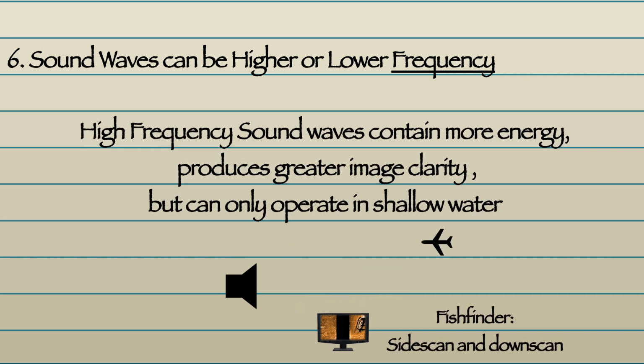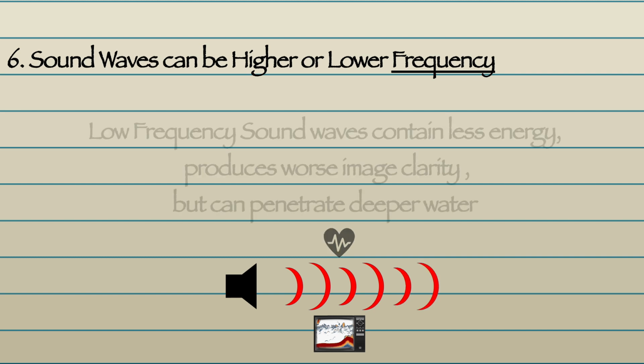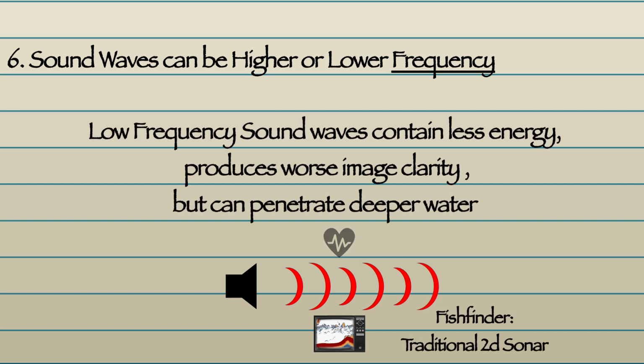An example of a higher frequency sound wave might be the sound of a jet plane passing overhead. From a fish finder standpoint, high frequency sound waves generally correspond to side scan and downscan technologies. Low frequency sound waves, such as a heartbeat, contain less energy but produce a much wider cone. These are typically used in deeper water.